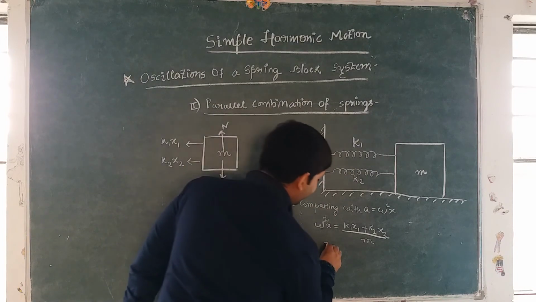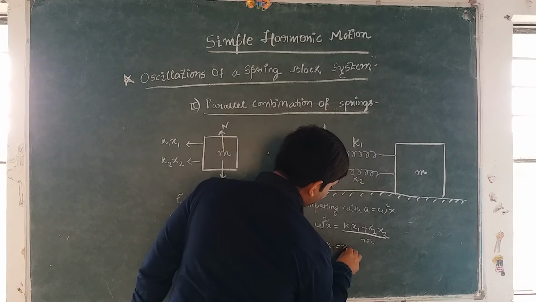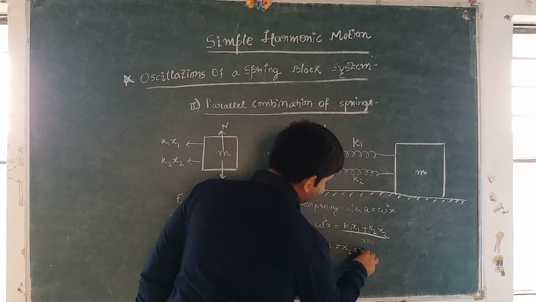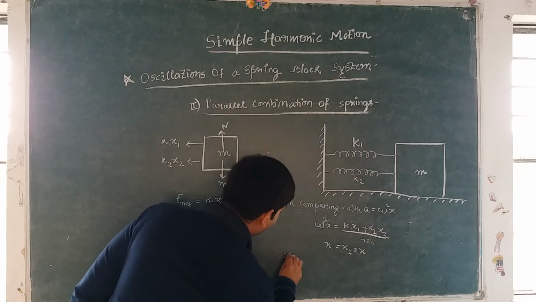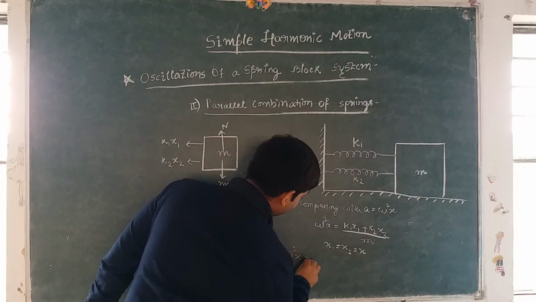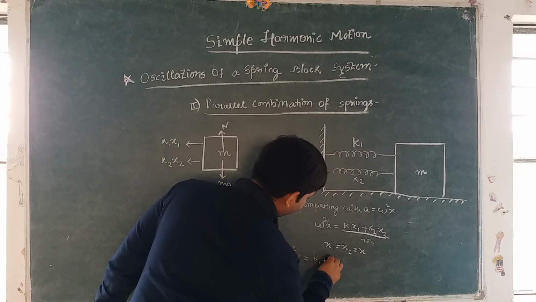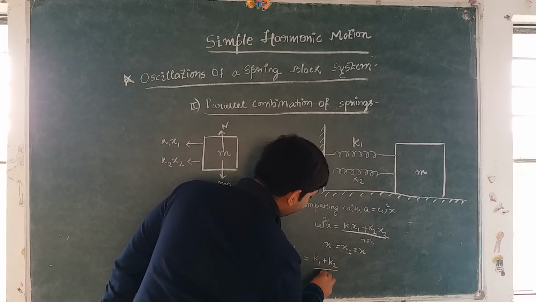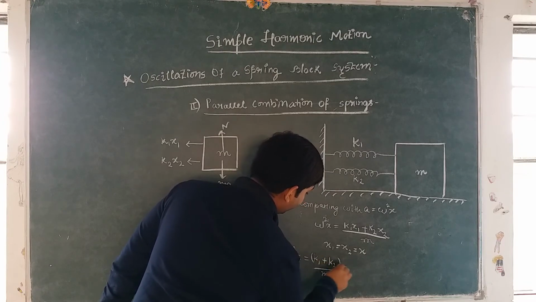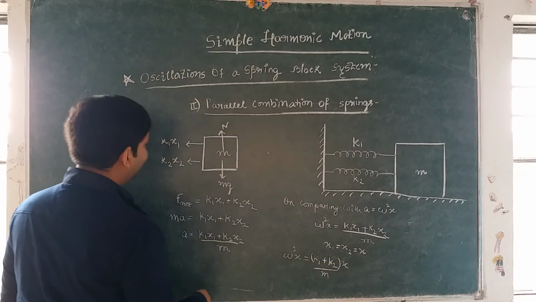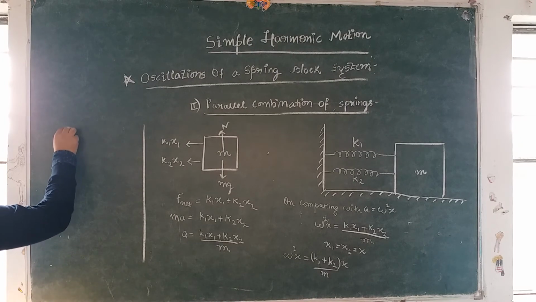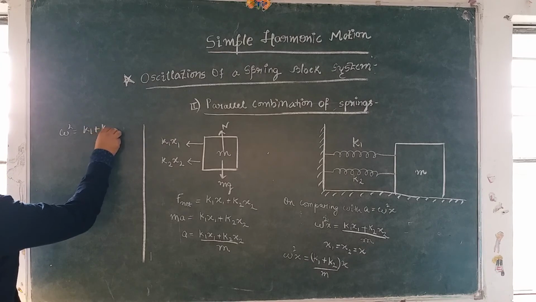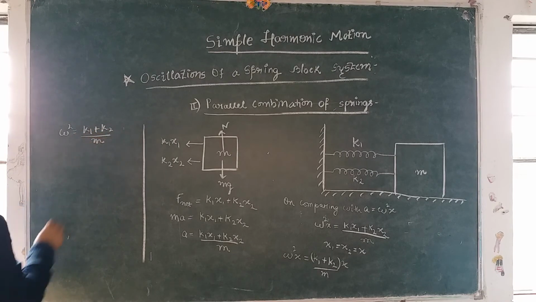So we will have x1 is equal to x2 is equal to x, let's say, right? So we will have omega square x is equal to (k1 plus k2) upon m into x. Now x and x will cancel out. Now I am proceeding from here. So we will have omega square is equal to (k1 plus k2) upon m.